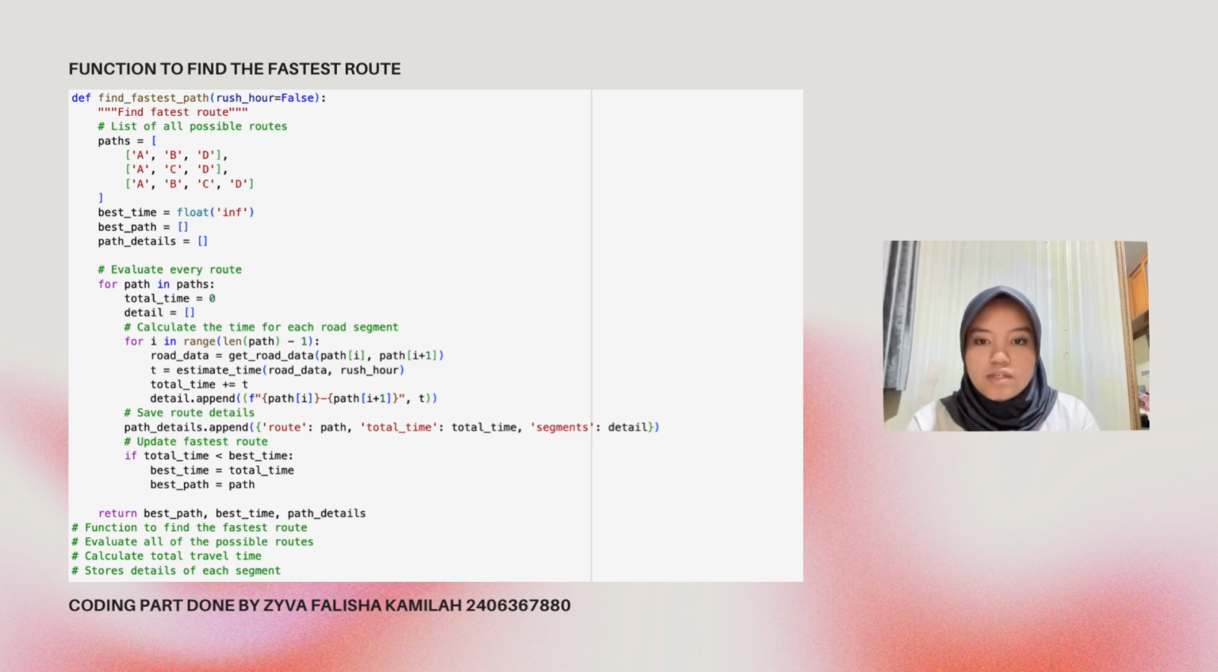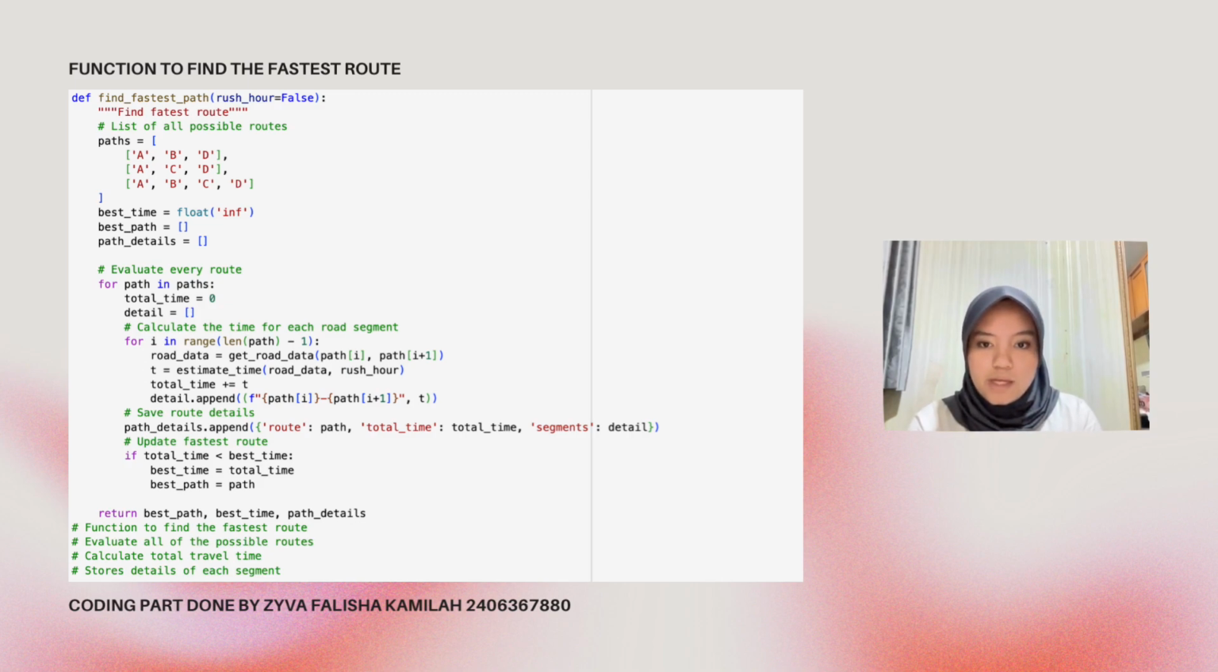And then the second one, there is route options. A list called paths defines all possible routes from point A to point D. For example, route 1 from A to B to D, route 2 from A to C to D, and then route 3 from A to B to C to D. And then the third one, there is initialization. Best time is initially set to infinity, so any real travel time will be lower. Best path will store the fastest route, and path details collects data for each evaluated route.